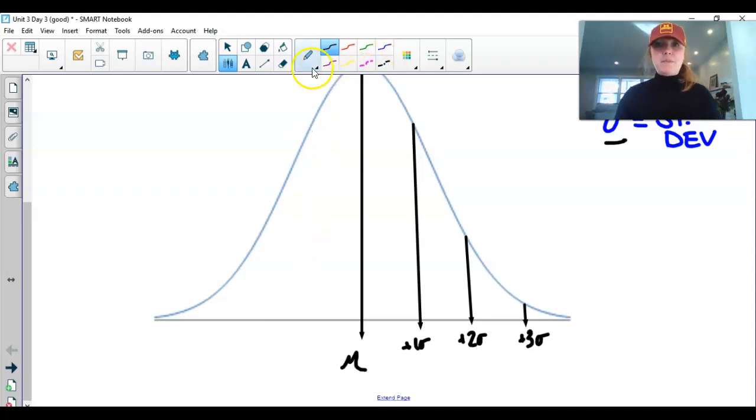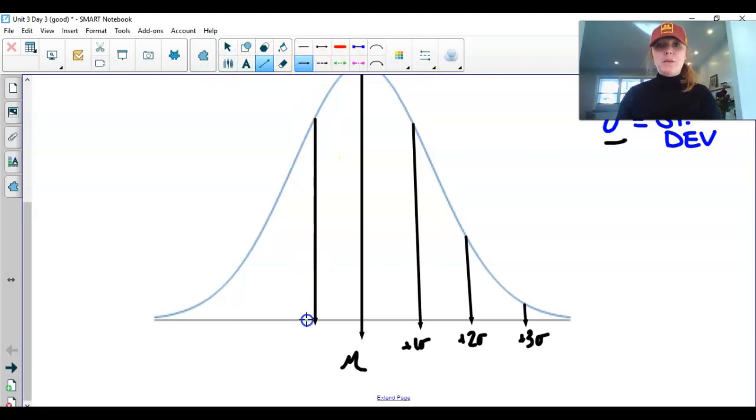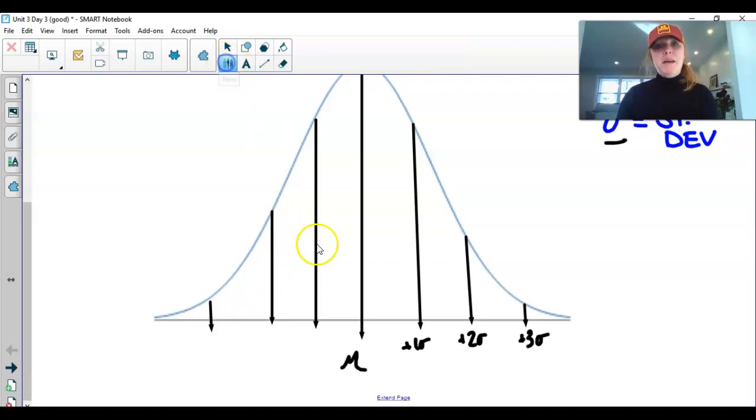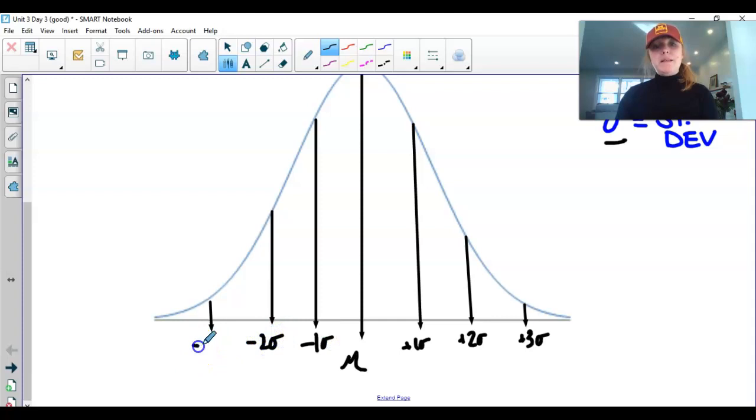Oops, I'm going to use my nice marker or my nice arrow here. So again, 1 standard deviation below the mean, 2 standard deviations below the mean, and approximately 3 standard deviations below the mean. And so let's write that down. So minus 1 standard deviation below the mean, minus 2 standard deviations below the mean, and minus 3 standard deviations below the mean. And now we're able to draw conclusions about this population.